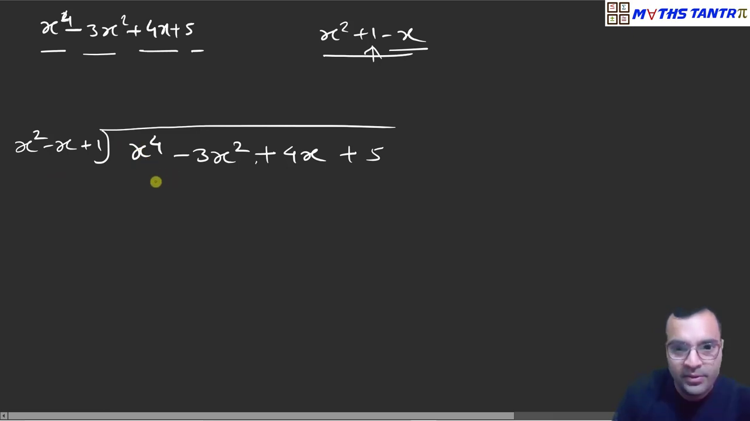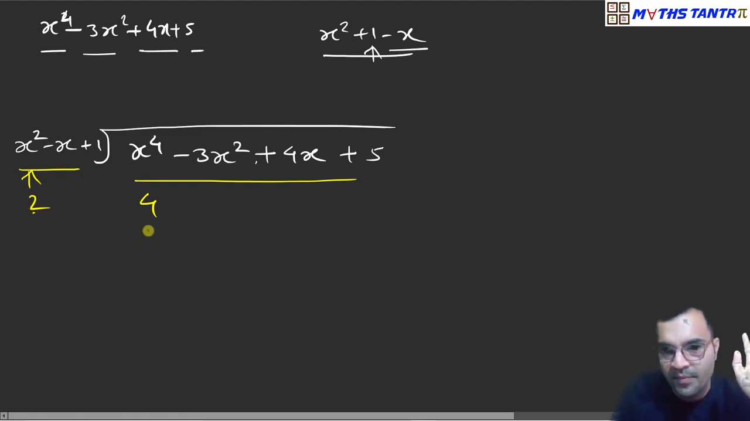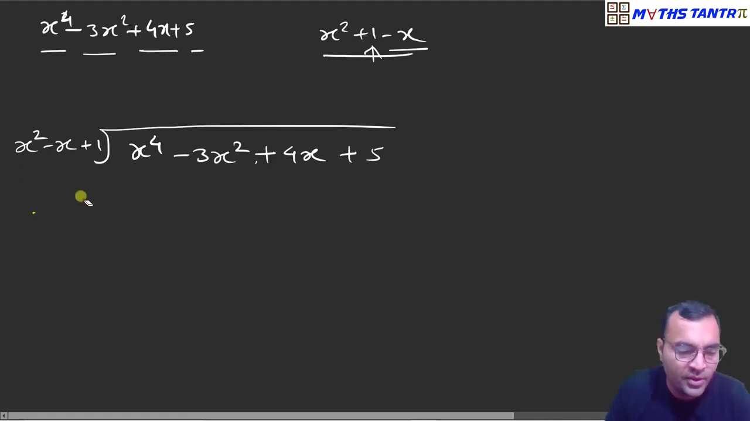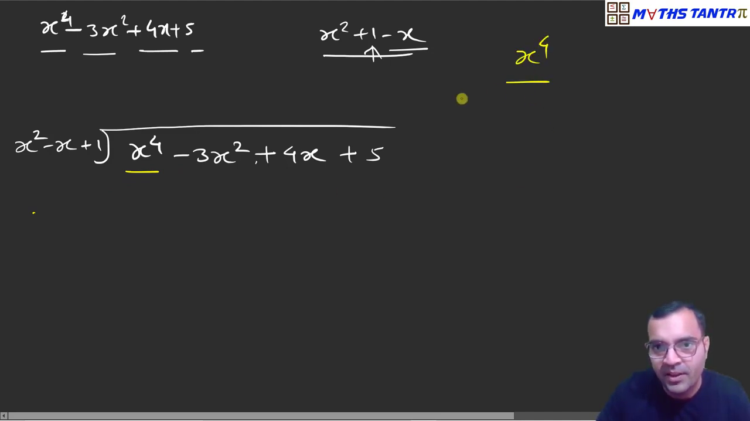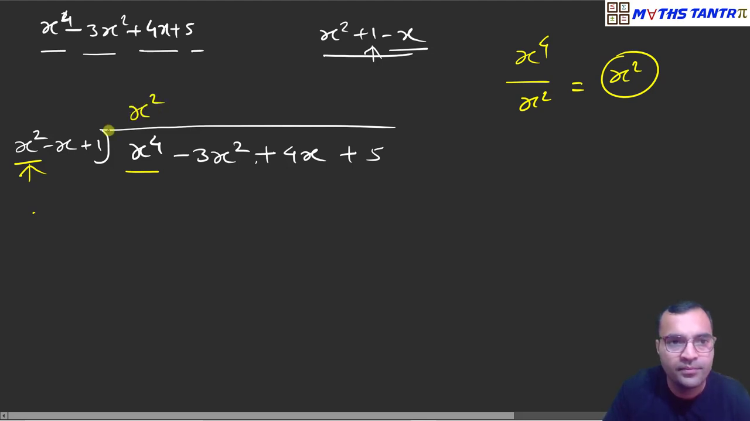Now also check if the power or the degree of the dividend, which is 4, is greater than or equal to the degree of the divisor. Here it is greater. So we can start the calculation. Now what we do, take the first term, divide it by the first term of the divisor. You will get x square. Now you can write x square here. Multiply this by your divisor and write it down.